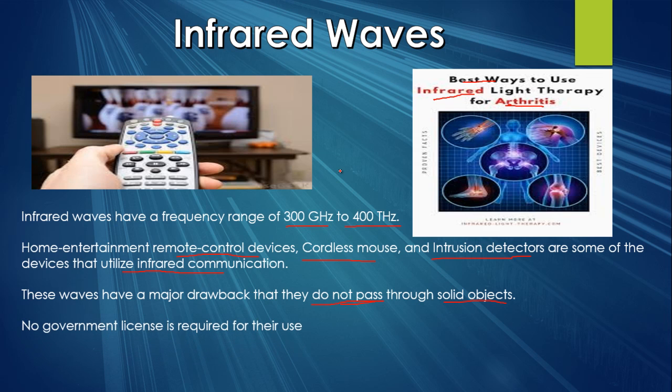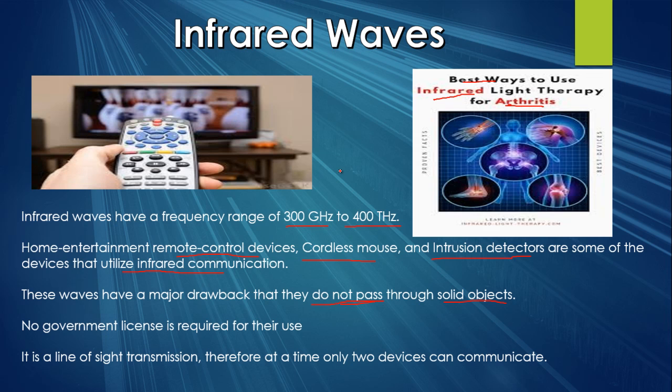And also no government license is required for their use. You can use it directly, no government license is required. And it is a line of sight transmission, therefore at a time only two devices can communicate. It means that you have to align your remote control with the device, so that the signal moves straight to the device. So that's why it is called a line of sight transmission.